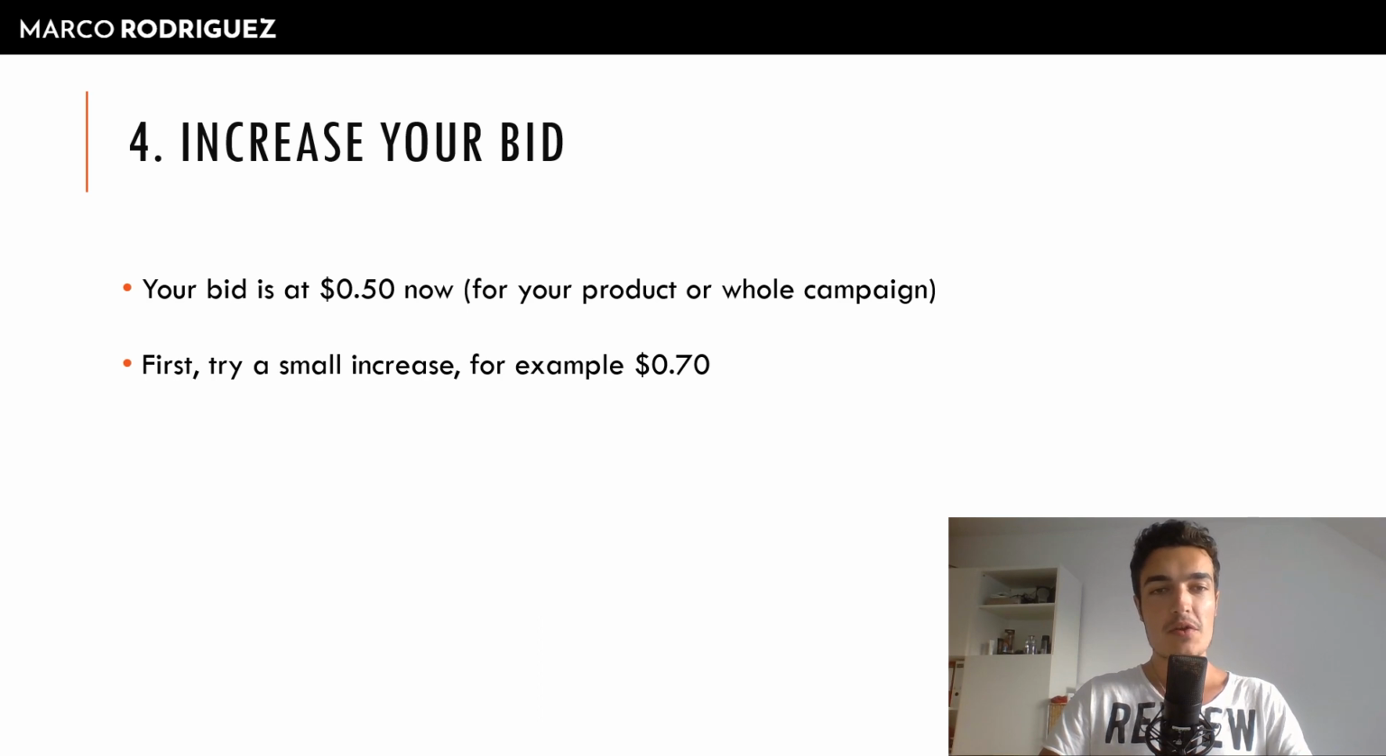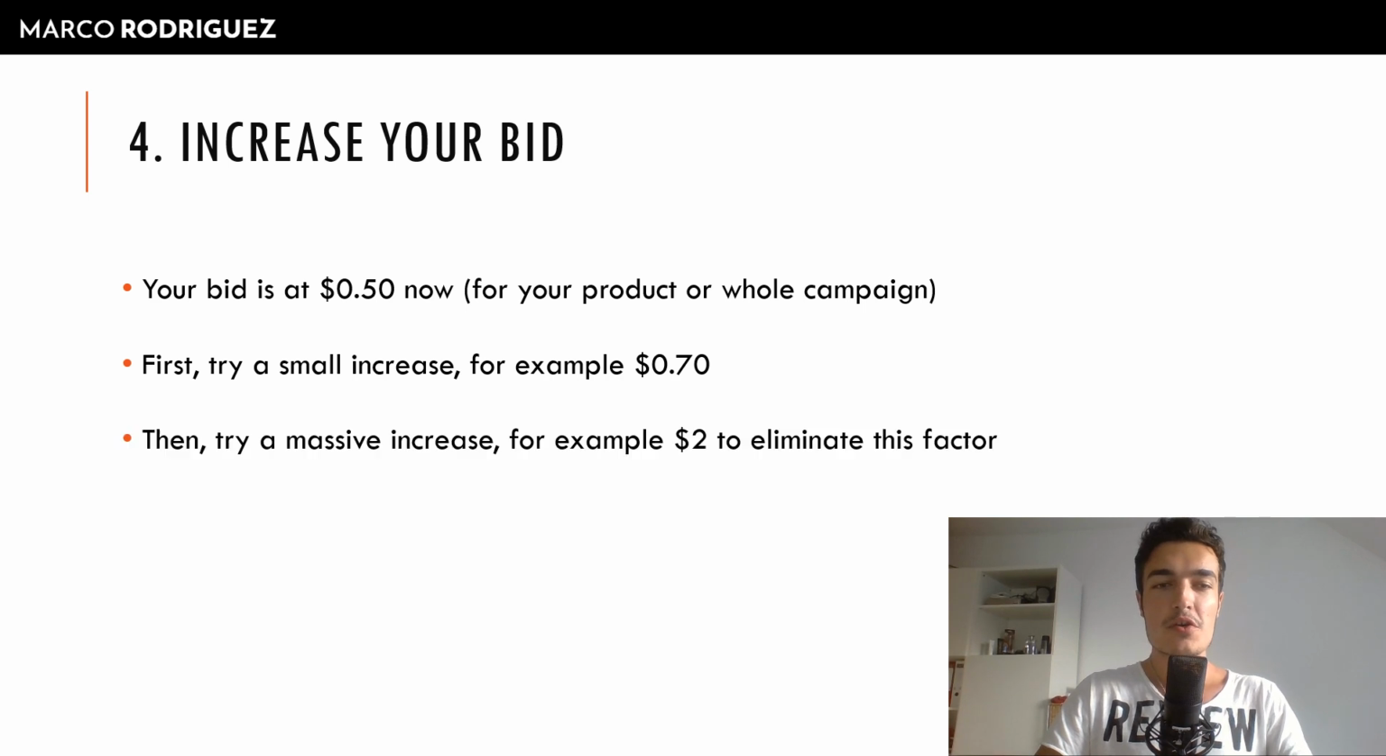There are cases where the floor, so the minimum you have to bid, is way above your current CPC bid, and then of course it cannot really work. So try a small increase first, and then if this doesn't work, try a massive increase, for example $2 or $3, because if you do this for 1 or 2 days, you can be sure that this is not the issue. Try the small increase first to make sure that you're not suddenly massively overspending. Then try the massive increase and see whether this is actually the issue.